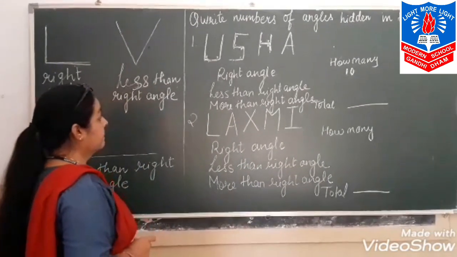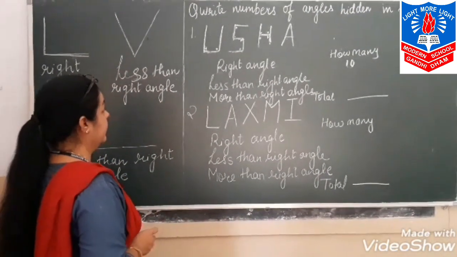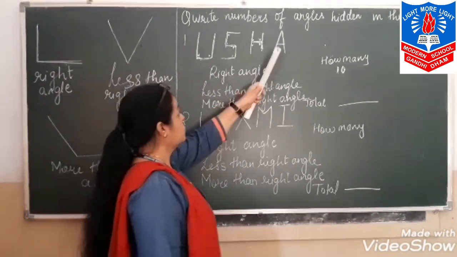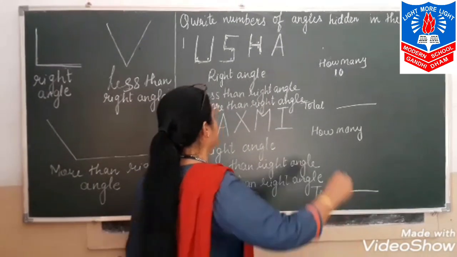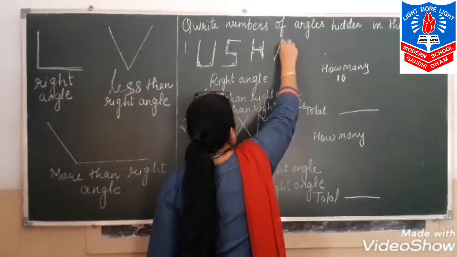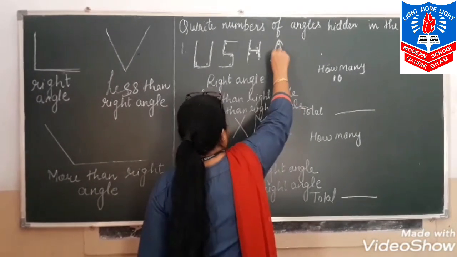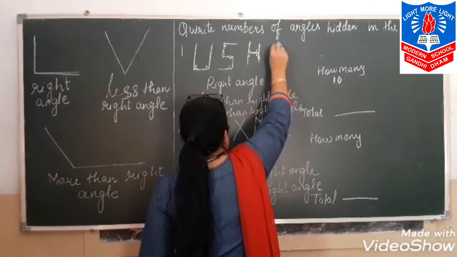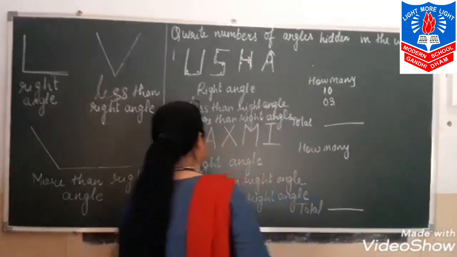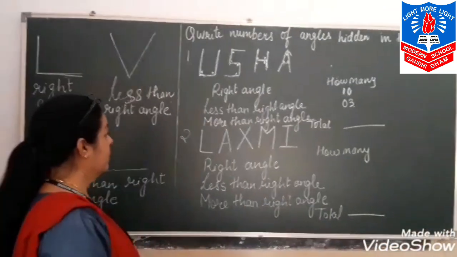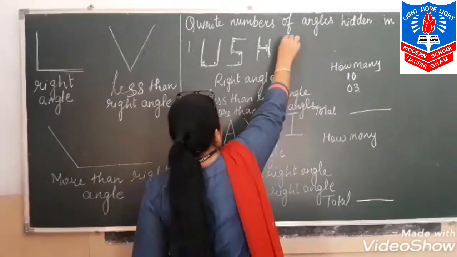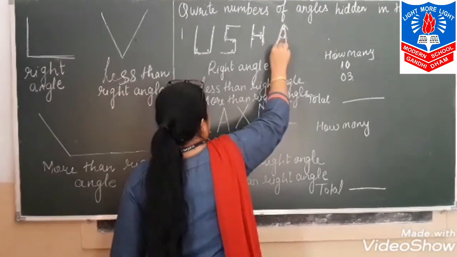Now we see less than right angle, it means V shape. So here is no V shape. So in this figure A has V shape. First see here. First V shape. Then here V shape. Here to here V shape. So here is 3. Less than 90 means less than right angle. More than right angle. Here see. This.